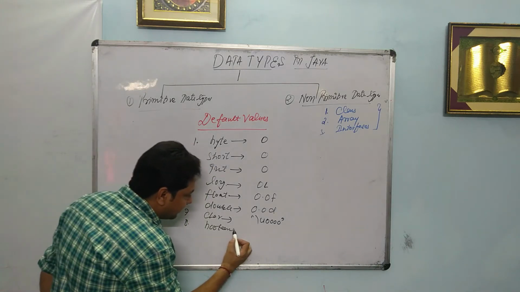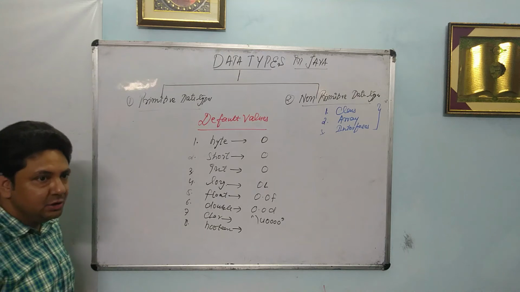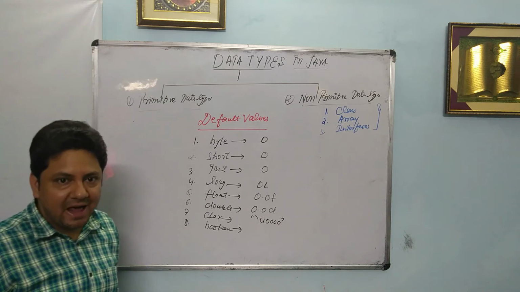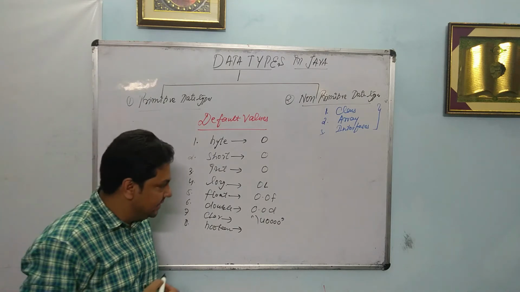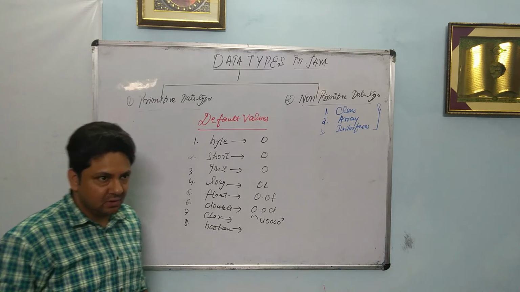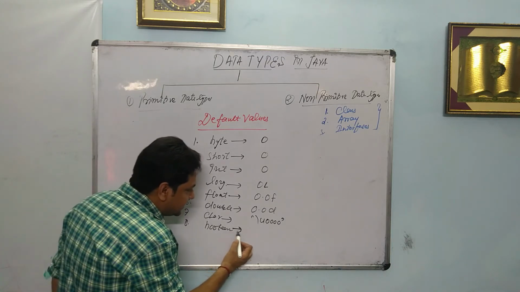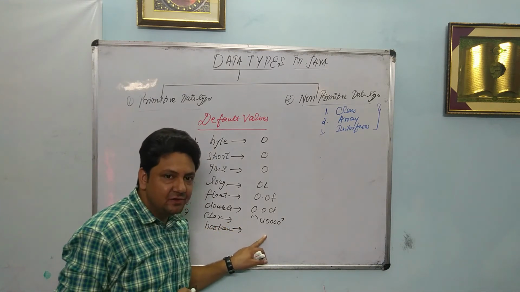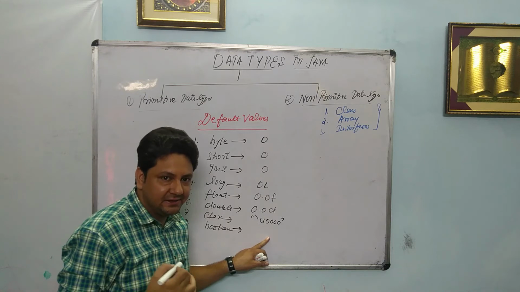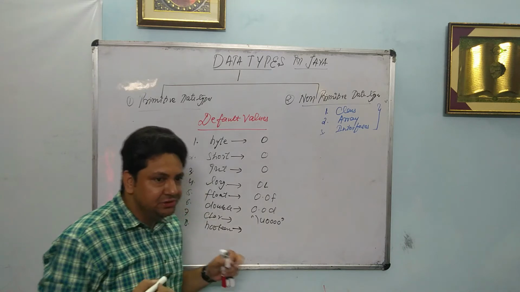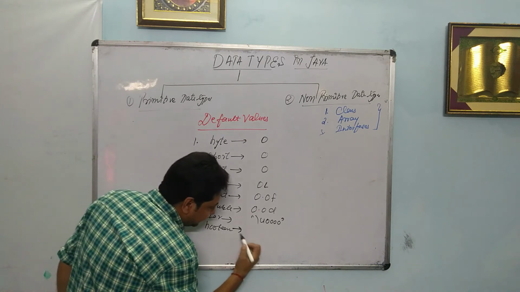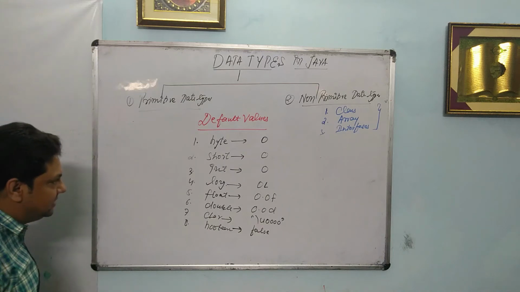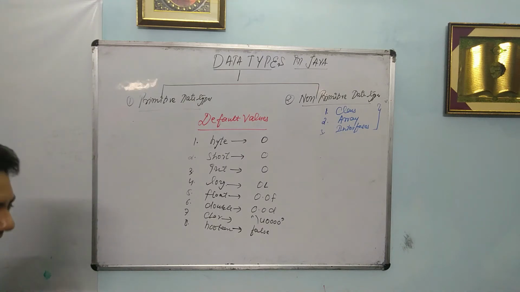Okay. Java supports Unicode. It's a universal encoding scheme. You must be aware about the ASCII codes, American Standard Code for Information Interchange. Similarly, Unicode. So in Java, character contains 65,536 characters. It's a very huge range. Boolean. The default value is false. So these are default values of the primitive data types.